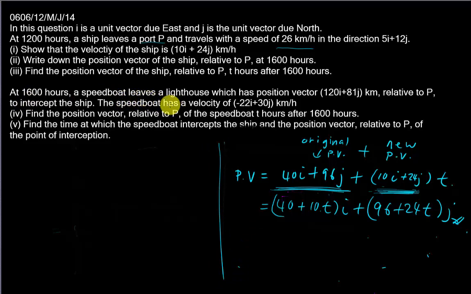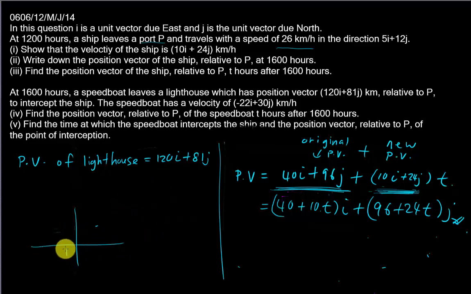The speedboat will leave a lighthouse which has the position vector 120i plus 81j. I would say this is the position vector of the lighthouse, relative to P. So from P itself, if this is P, it will be 120 here and 81 here. So this is the position vector of the lighthouse, just for you to understand.